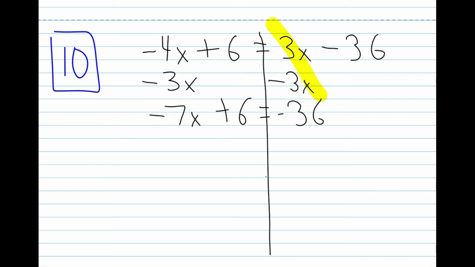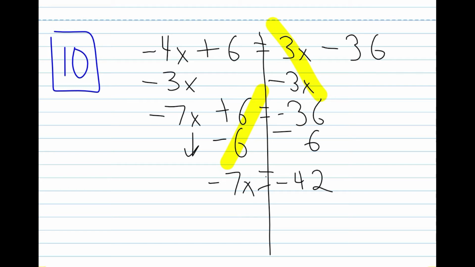So now, if I'm trying to get this negative 7x by itself, I have this plus 6 that's hanging out with it on the left side. In order to get rid of that, I'm going to do the inverse. Minus 6 to both sides. That 6 now cancels out. And now I'm left on the left side with my negative 7x equals a negative 42.